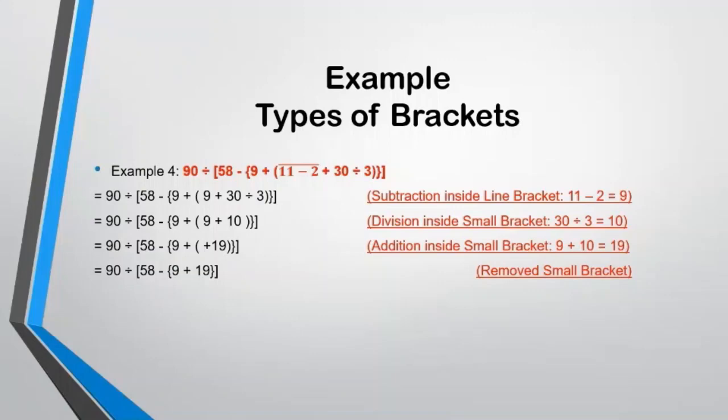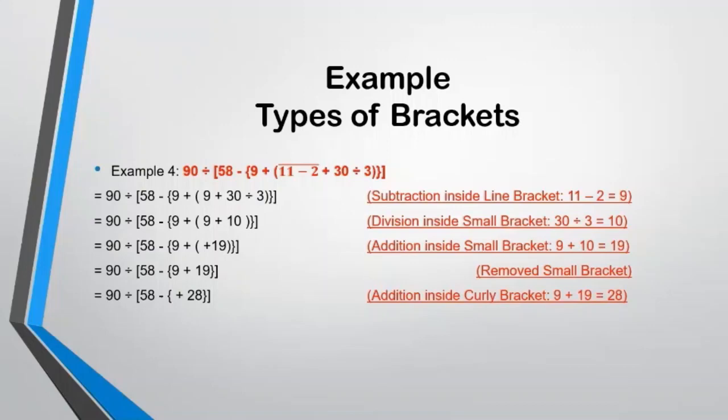And then we will remove the small bracket. So that will simplify the expression to 90 divided by in square brackets 58 minus in curly brackets 9 plus 19. If you're wondering why we removed the small bracket, it is because there were no more operations inside the small brackets. So we will remove them. Then we will do the addition inside the curly bracket, which is 9 plus 19, which equals 28.